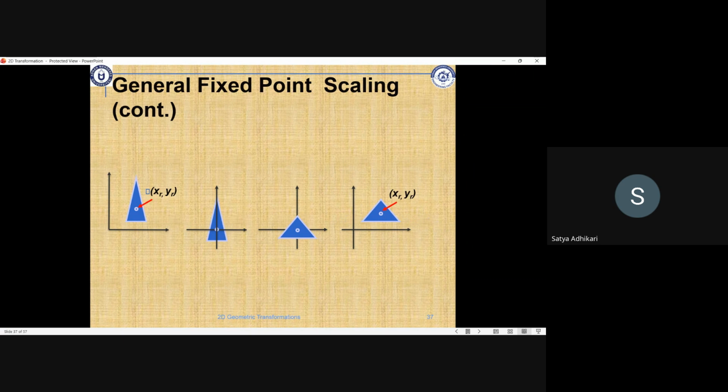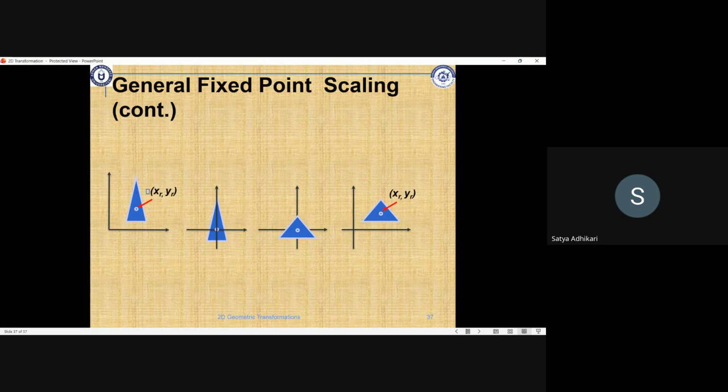So the scaling operation is done with respect to a fixed point. First we have to translate to the origin. After it comes to the origin, then we have to perform the scaling operation using the same formula, sx and sy, and the translation matrix, and again return back by using the inverse translation method and get the pivot point fixed.